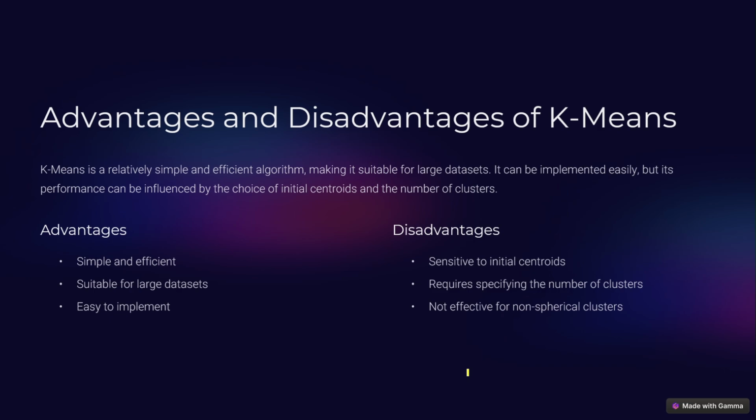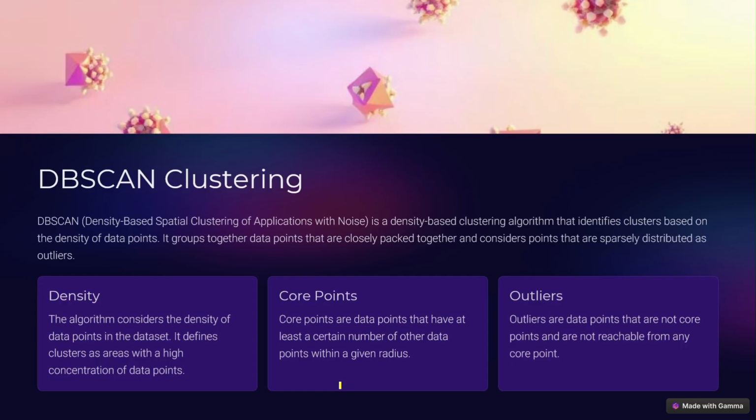K-means has its strengths and weaknesses. Advantages are that it is easy to understand and works well with large datasets. It is fast, so it won't take a long time to give you results. Disadvantages are that you have to pick the number of clusters beforehand, which is not always easy. Also, it is sensitive to the starting point. So if the initial centroids are not chosen well, the result might be off.